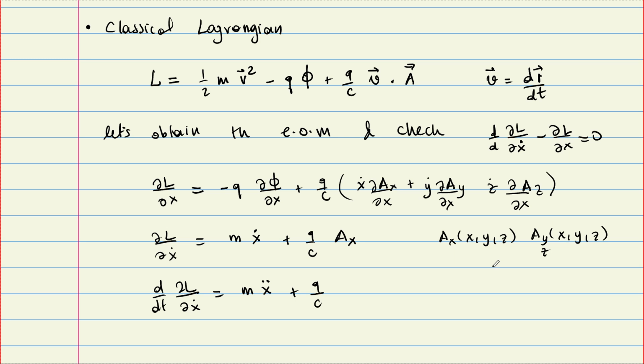So then I need to take the total time derivative. This is dA x dt, which is going to be del A x del x times x dot, plus del A x del y times y dot, plus del A x del z times z dot, and possibly there's also explicit time dependence. This is going to be del A x divided by del t.